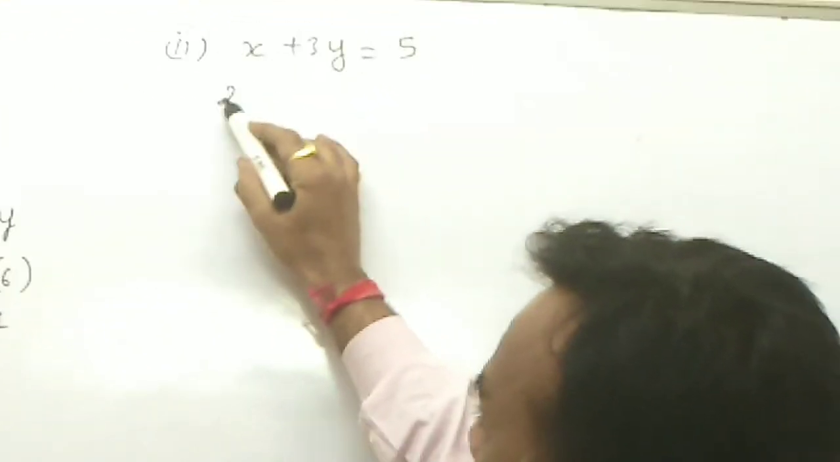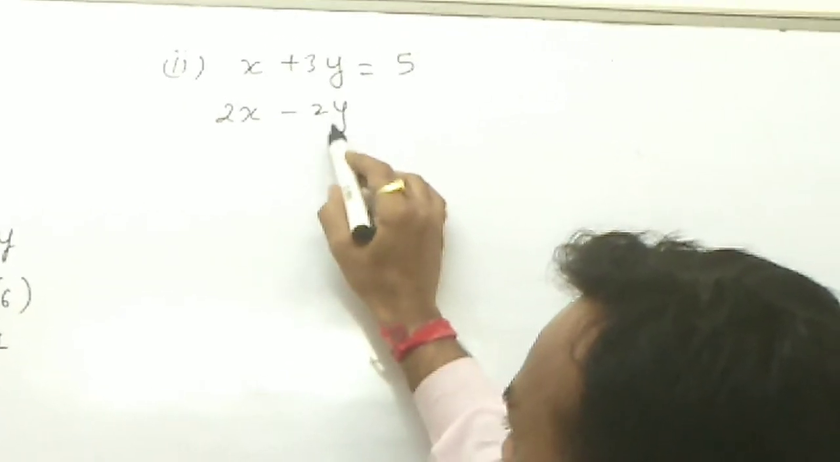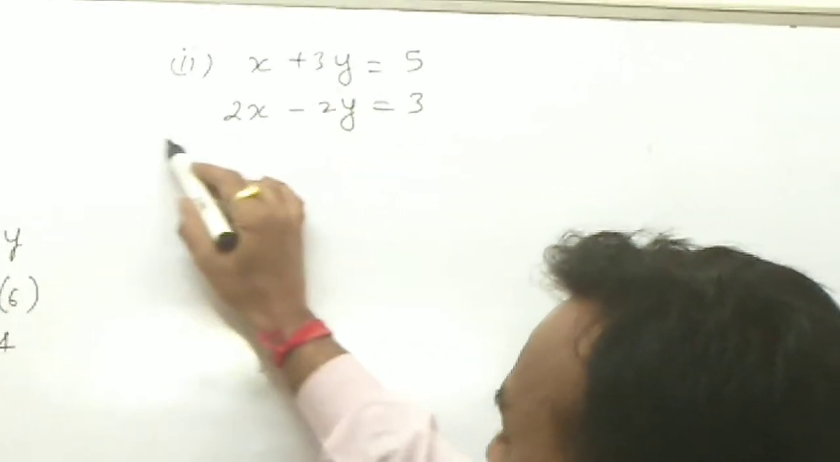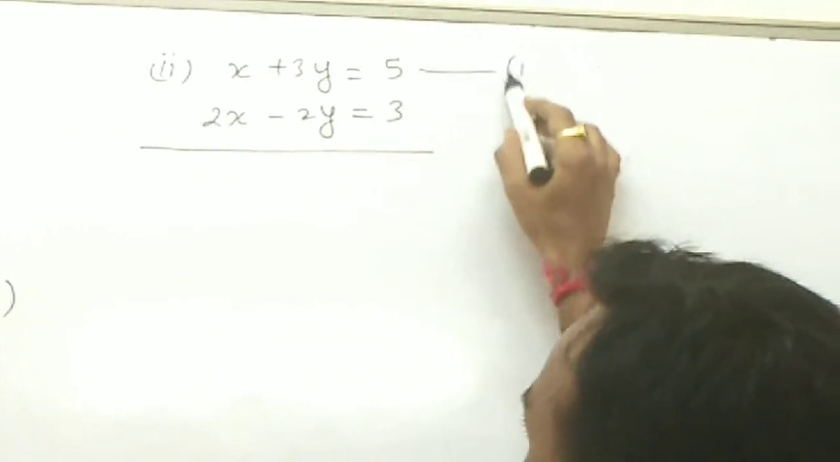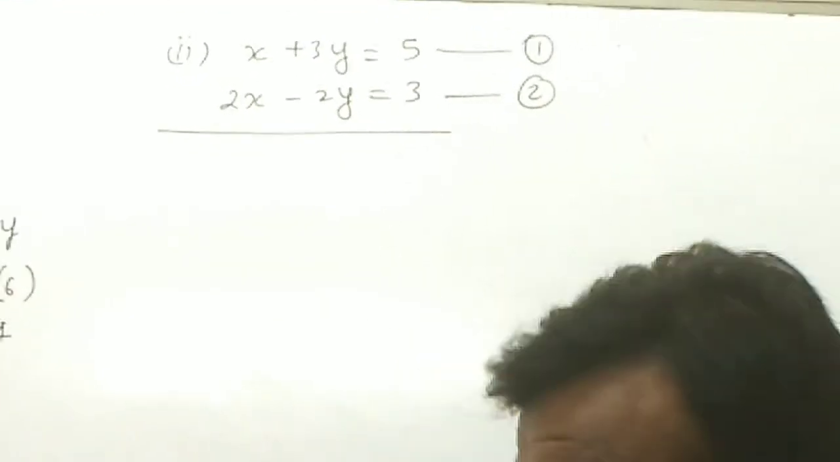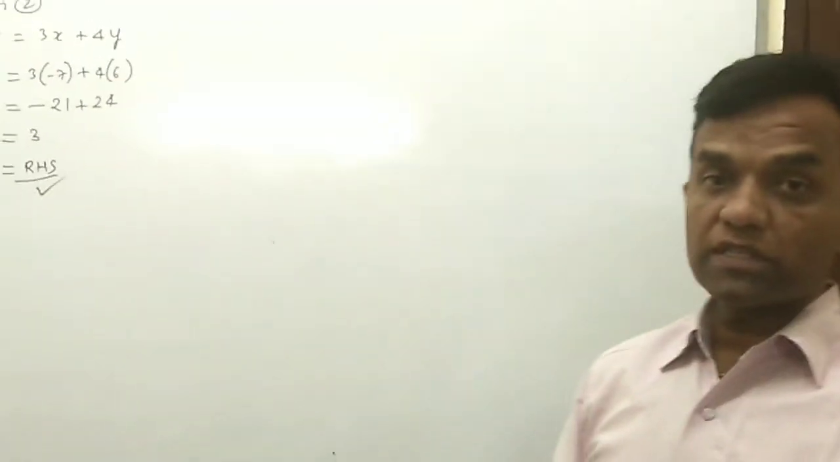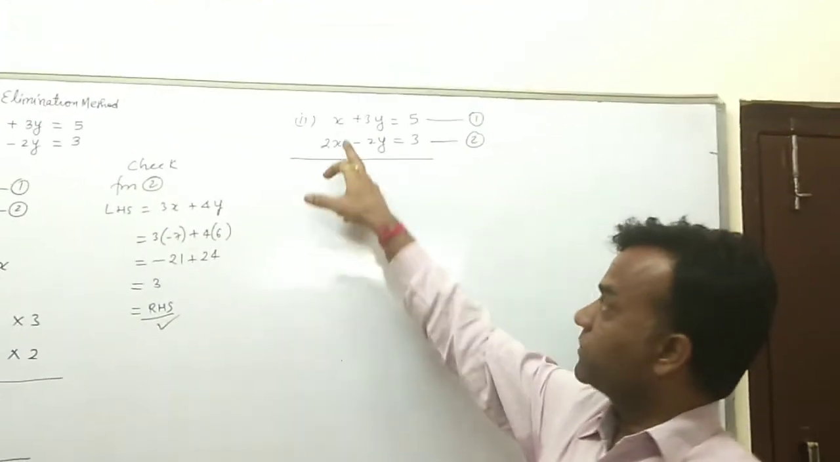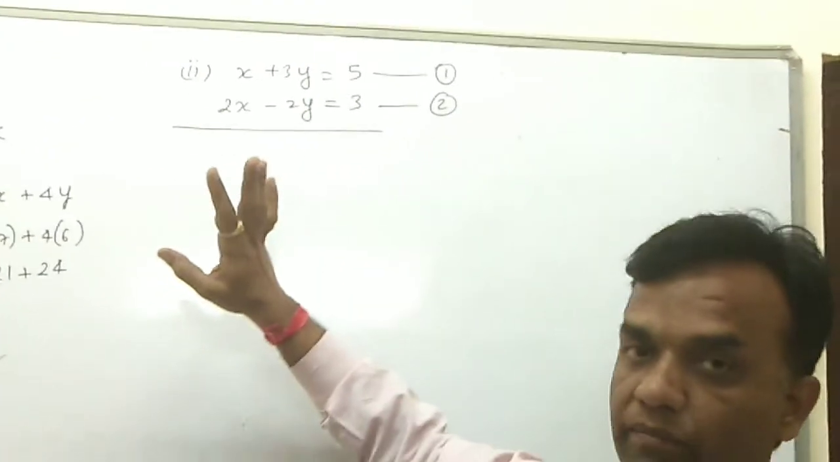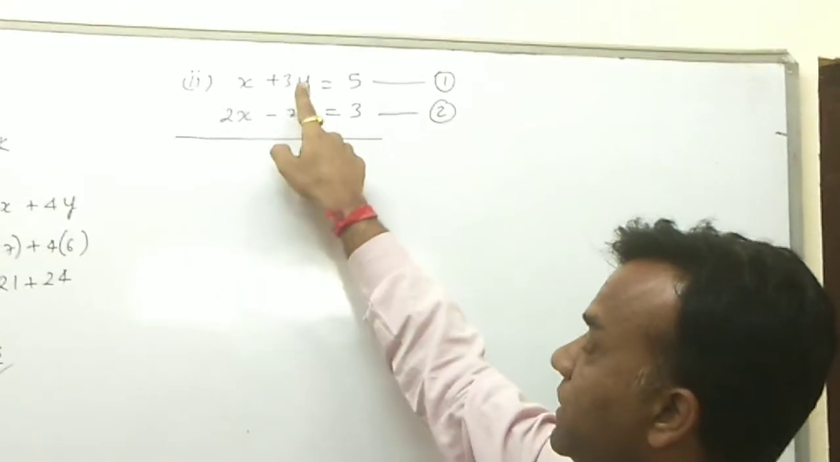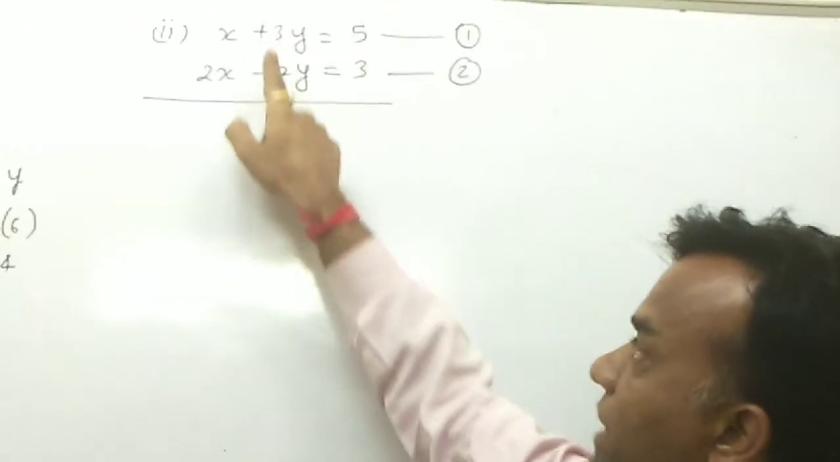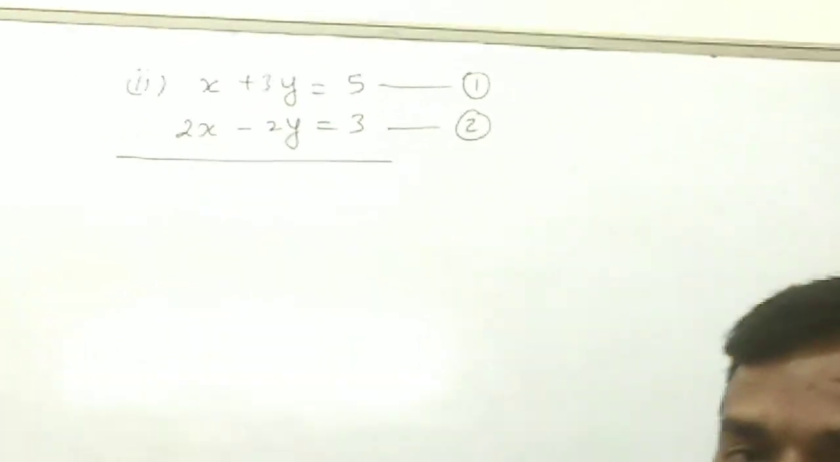And similarly 2x minus 2y equal to 3. Okay, now again here calling equation 1 and 2. Okay, again revise two questions. First you watch which variable having the same coefficient. X variable 1 and 2, no same, here both the different variable coefficients. Y having 3 and minus 2, again they are not same.